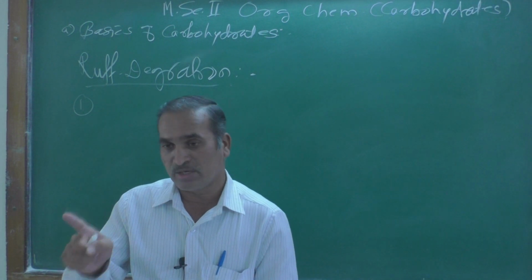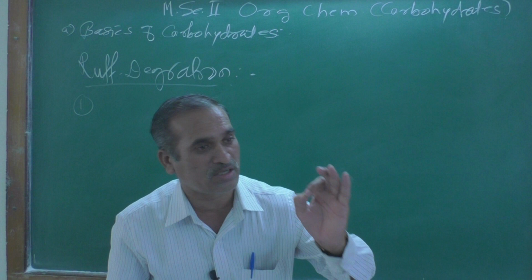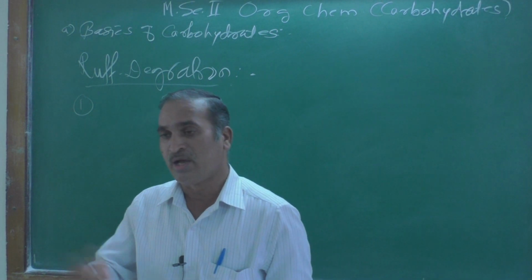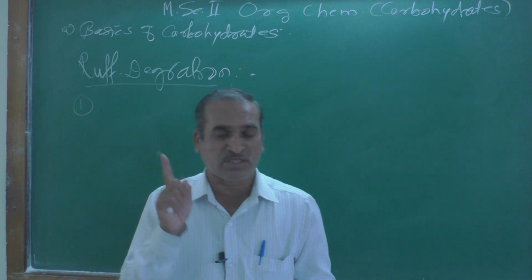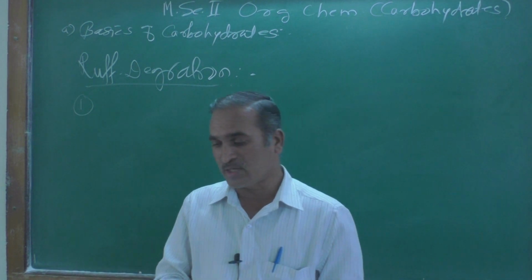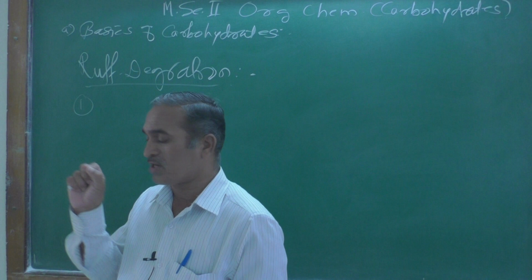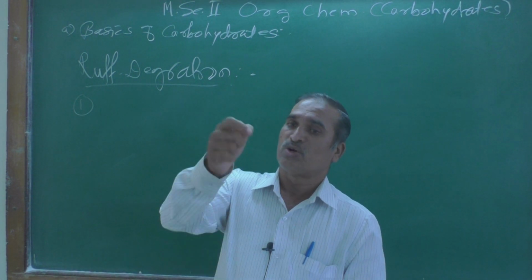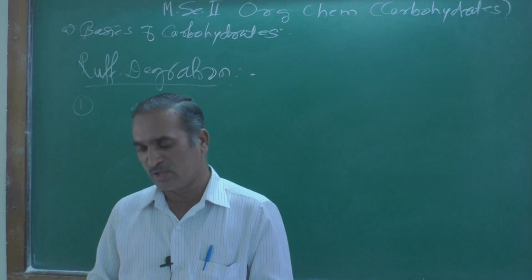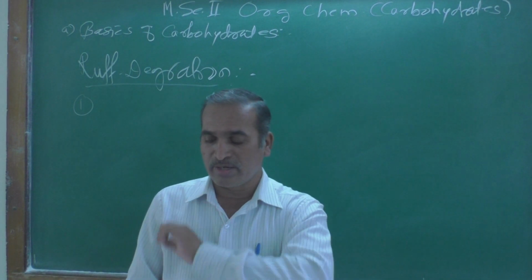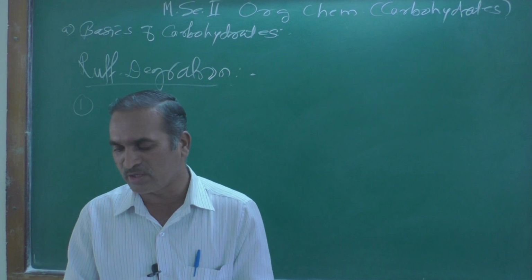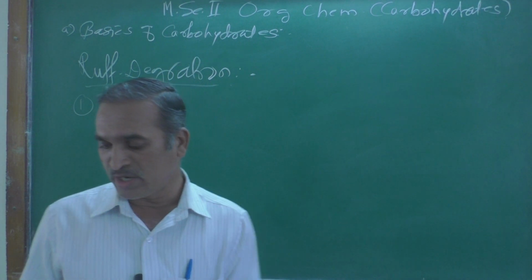That means in a hexose there are 6 carbon atoms present. In a pentose there are 5 carbon atoms, and therefore one carbon atom is less, or what we can call it, we are shortening the chain length over there. And number 1, an aldose is oxidized by bromine water to the aldonic acid.